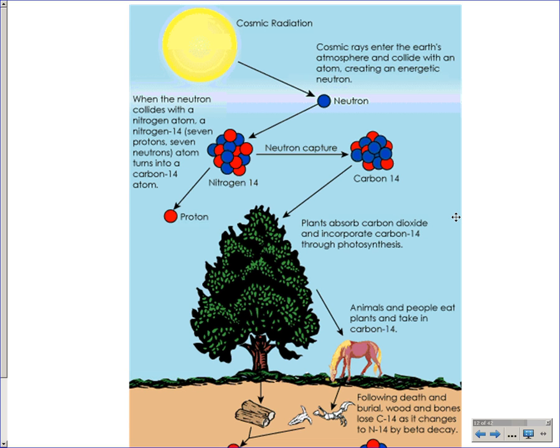Last thing, if you've ever heard of the term background radiation, it's talking about cosmic radiation. And so cosmic radiation can cause certain nuclear decay events to occur in the atmosphere. In this picture here, you're going to see a neutron that's bombarding a nitrogen-14 particle, which is then going to be incorporated and turned into a carbon-14 particle.